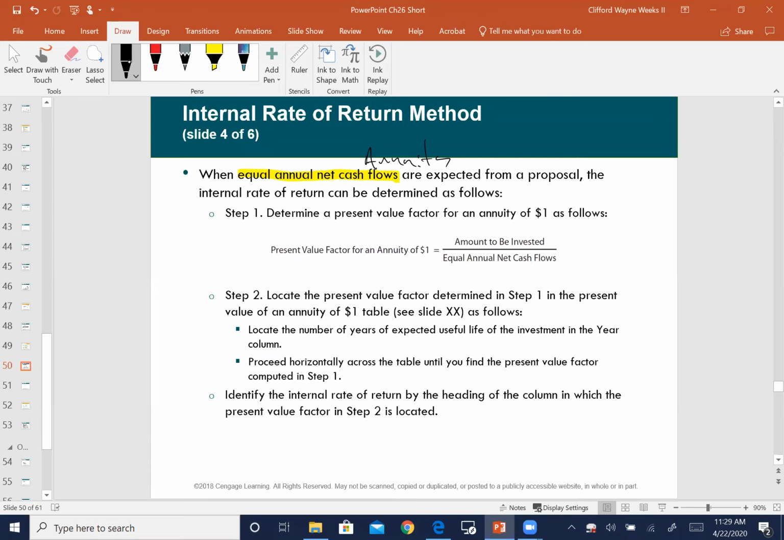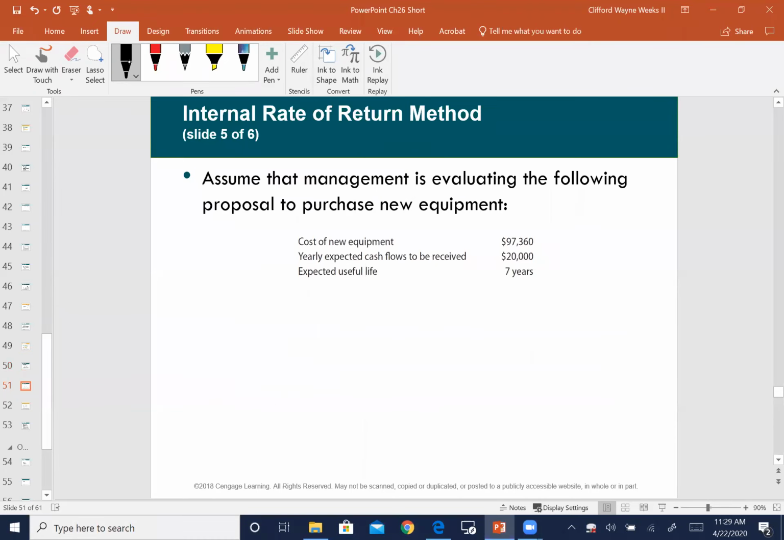So first of all, determine the present value factor for an annuity of 1 as follows. The amount to be invested, we have that, and we have the annuity. Next we're going to use this table and try to determine where this falls on the table. So let's use some numbers here. We have the cost of the equipment, and we have the yearly expected cash flows.